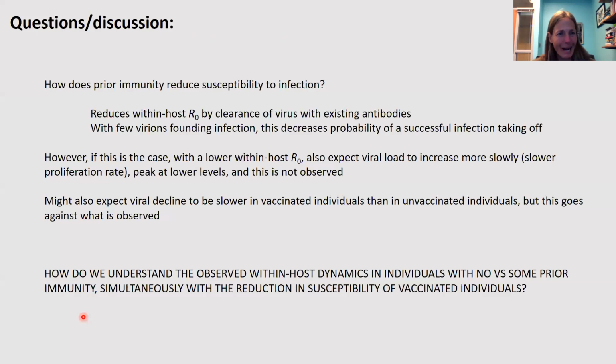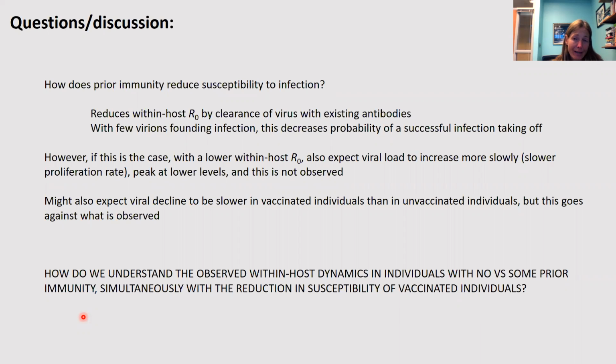So, in the spirit of this being a workshop, I wanted to just end with some questions and discussion. At least the way I'm thinking about prior immunity reducing susceptibility to infection, I think about it as reducing within host R naught, right? Because some of that virus is being cleared by existing antibodies, right? And within host R naught, if there's very few virions found in infection, that decreases the probability of a successful infection taking off, right? But if antibodies do effectively decrease within host R naught, then shouldn't we also expect viral load to increase more slowly?